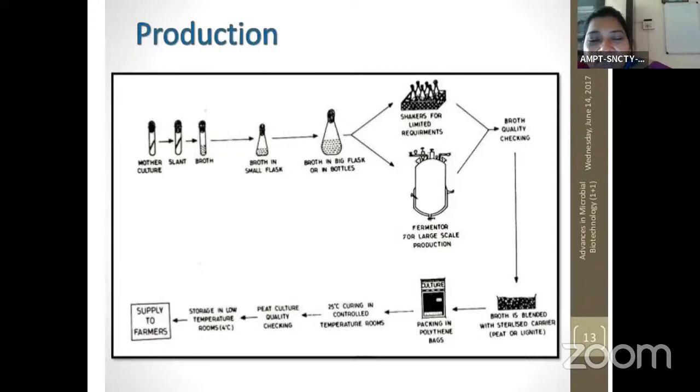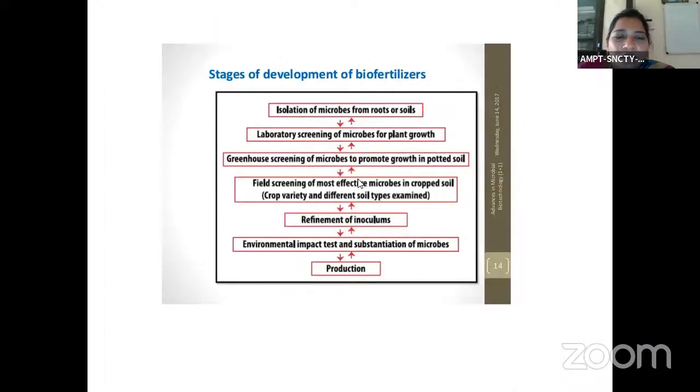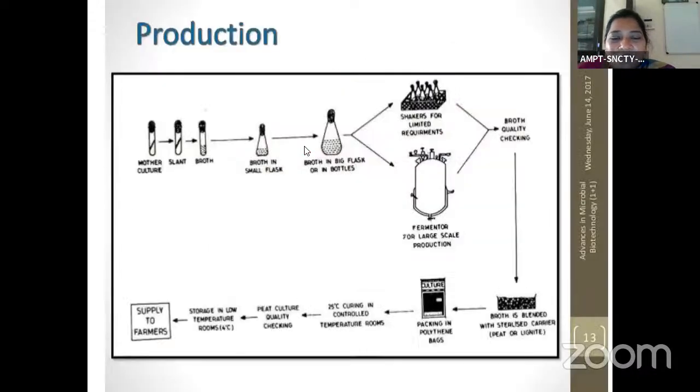Like that only, the same procedure we follow here for mass multiplication of biofertilizers. First, we have to prepare the broth. Then we inoculate the particular microorganism for mass multiplication. After mass multiplication, we check the quality, blend with the carrier material, pack it, and preserve it or release it in the market. This is the simple process. We can go for mass multiplication, but we should ensure that the quality is maintained during the process.